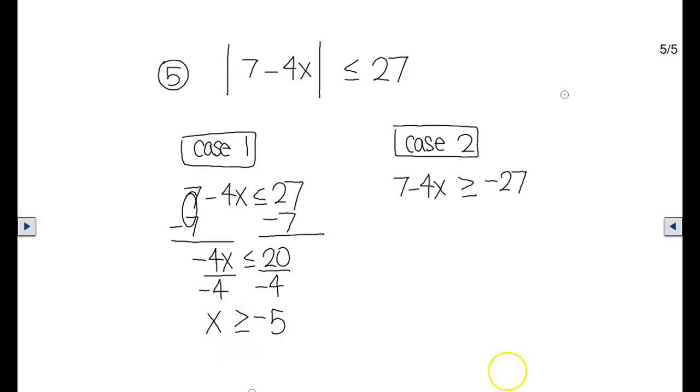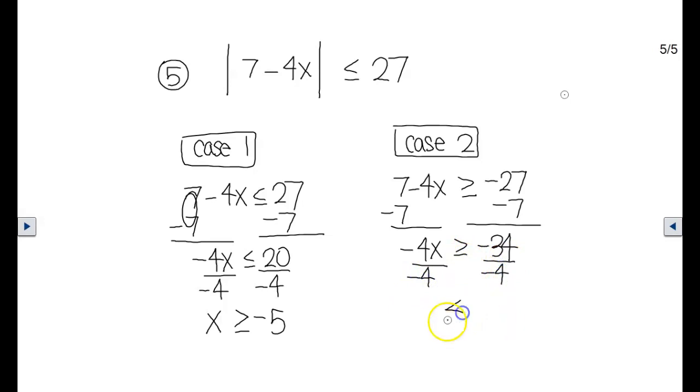We'll solve case 2 the same way. We'll subtract 7, which will give us negative 4x is greater than or equal to a negative 34. And then we'll divide both sides by negative 4. Since we are dividing by a negative, we will flip the inequality sign. So that is going to be x is less than or equal to, let's see, I believe that'll reduce to 17 halves. Or if you wanted to, you could make that 8.5. I'm good either way.